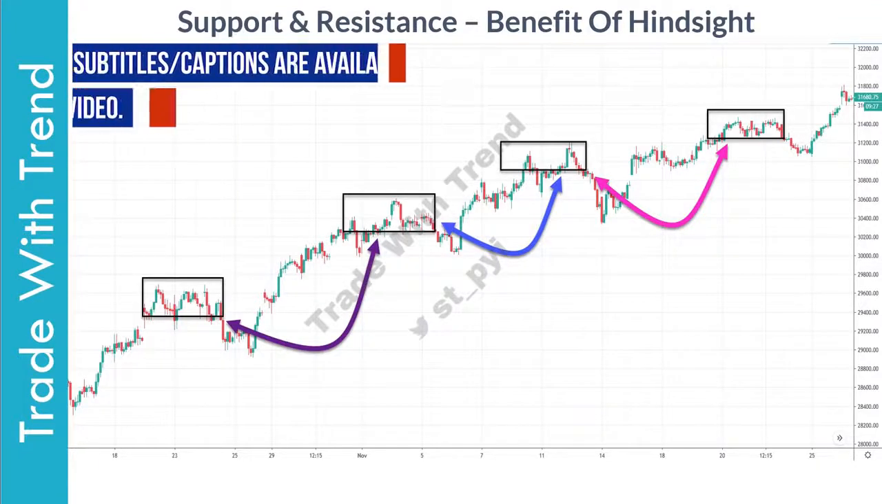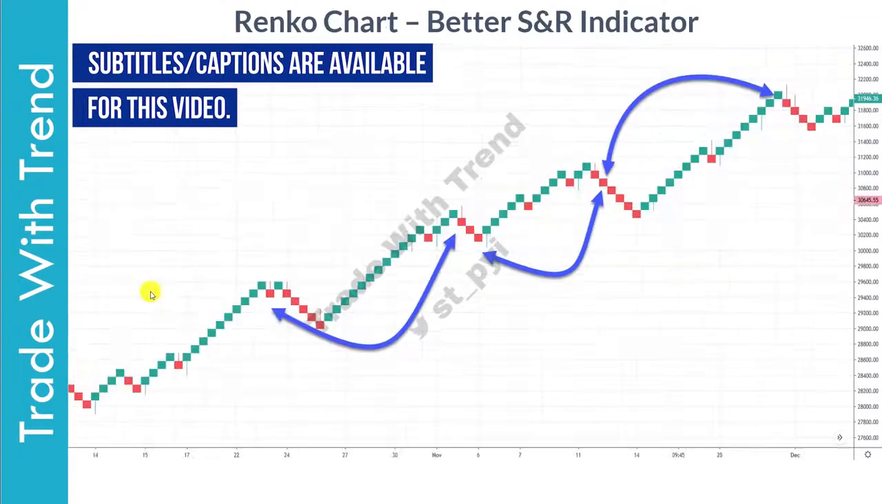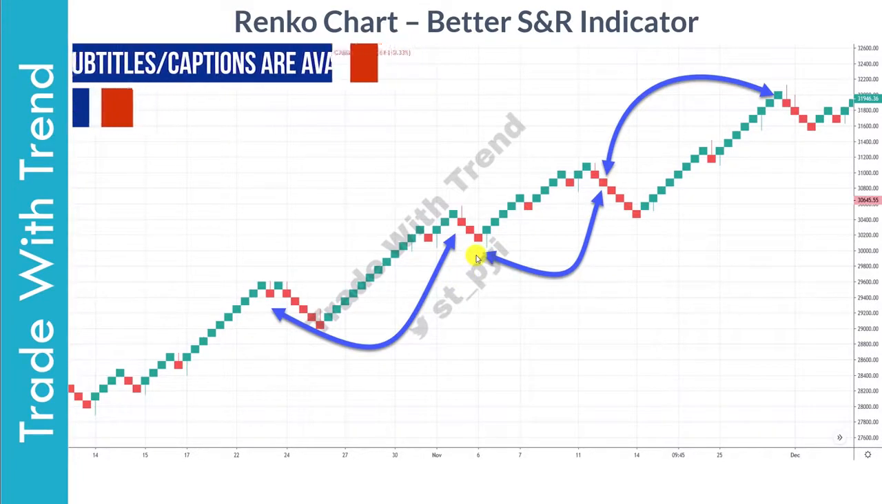So in this RENKO trading strategy video, I will be showing you how to use RENKO charts in order to identify high probability support and resistance levels.